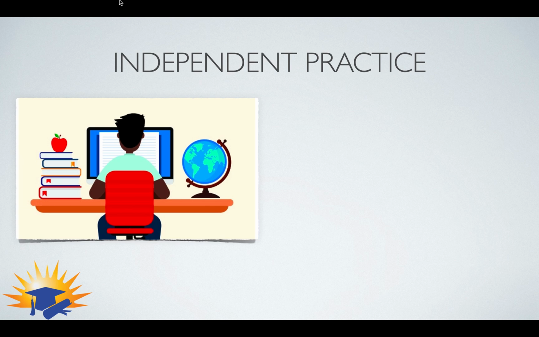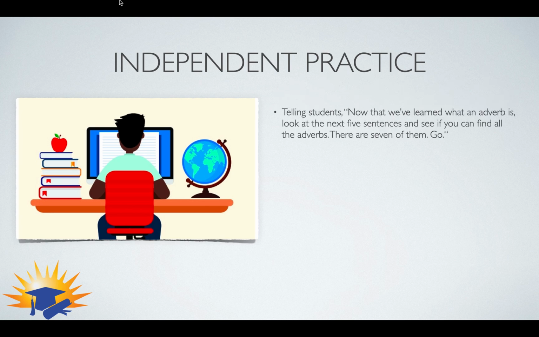By way of distinguishing, independent practice implies the autonomous execution of a skill or application of knowledge base that students are in the final stages of mastering. Some examples include telling students, now that we've learned what an adverb is, look at the next 5 sentences and see if you can find all the adverbs. There are 7 of them.